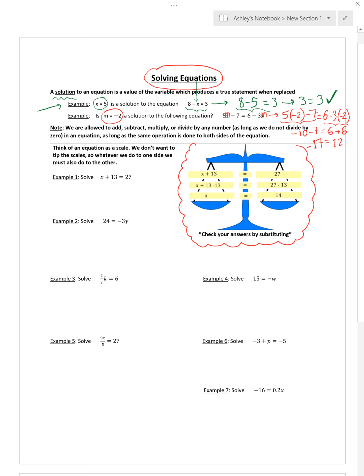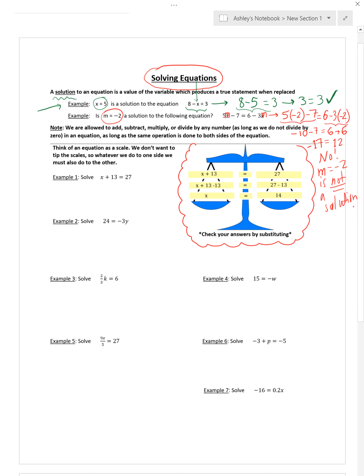Last time I checked, negative 17 does not equal 12. That's a no, that means that the value they gave us is not a solution. Yeah, the left and the right side better be the exact same number. If they're not, it's a no. And so I think they want you to know that in the very beginning.